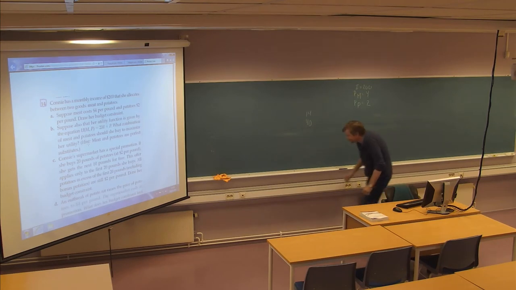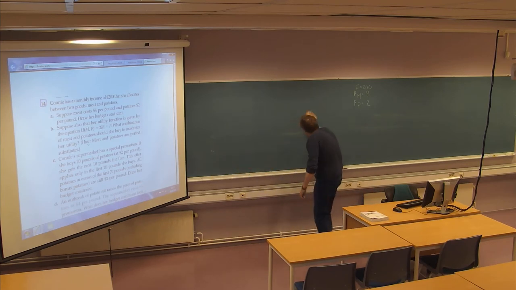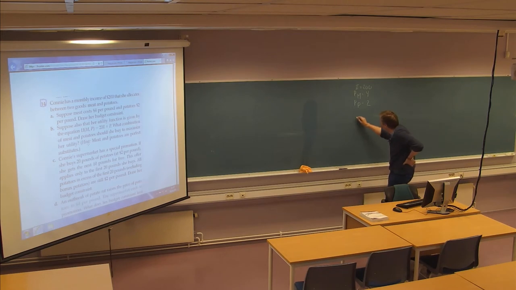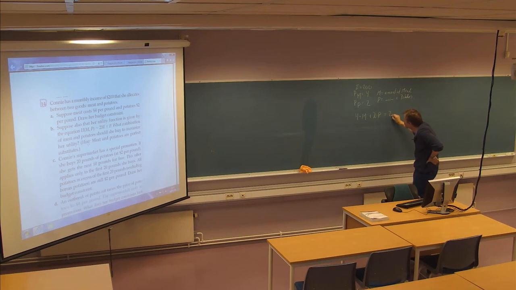Yeah, this was kind of a sidestep, wasn't it? So the budget constraint is easy to draw, to at least write down here, isn't it? It's 4 times meat, if M is amount of meat, plus 2 times potato, if this capital P then is amount of potatoes. And that should equal 200. So this is the budget constraint in mathematical form, but we are asked to draw it here, aren't we? Yeah, so you have to make a drawing.